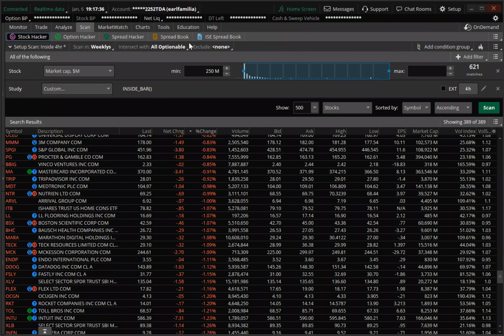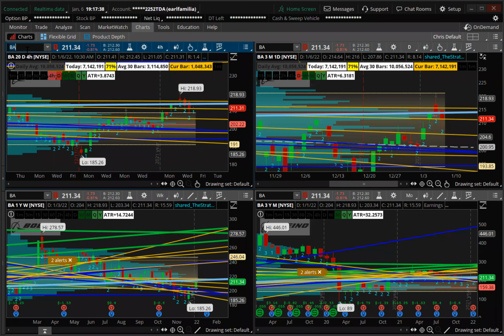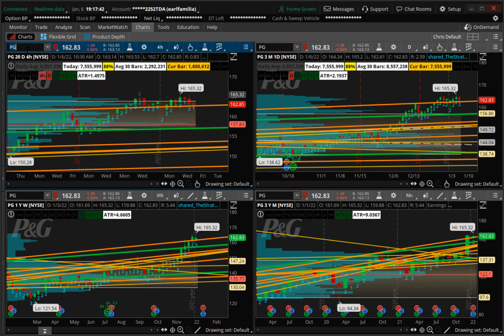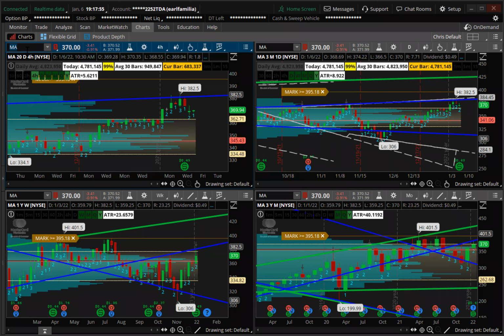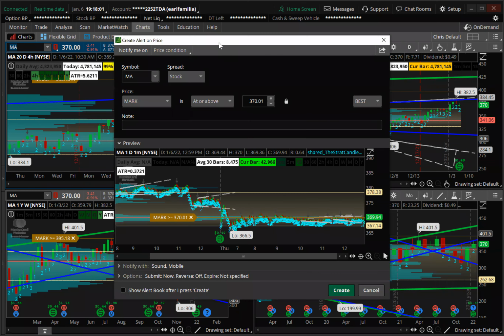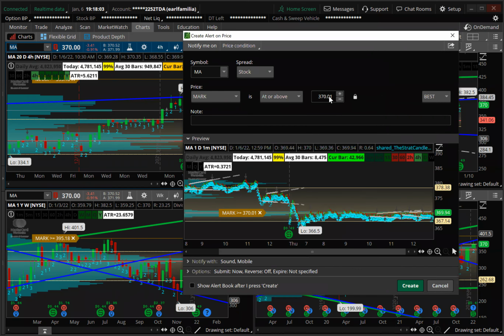Procter & Gamble, MasterCard. Procter & Gamble's retesting that broadening formation. I doubt that it drops below it, but it may just kind of go sideways tomorrow. MA looks fire though. I like that. We got a 212 on the 4 hour above 370.35.